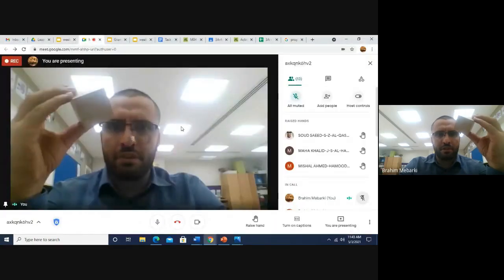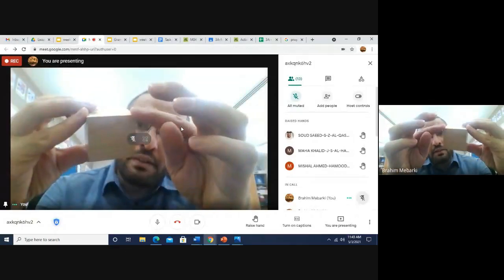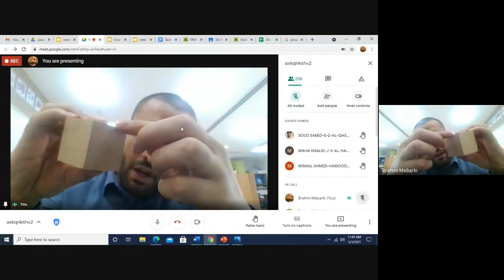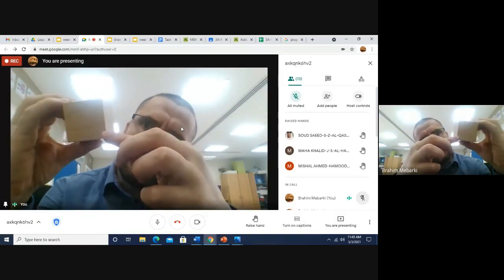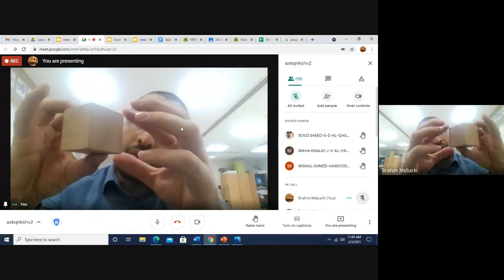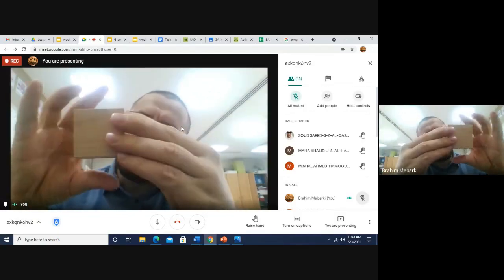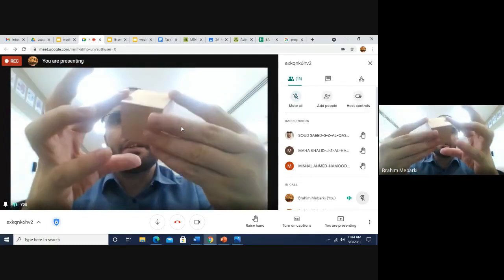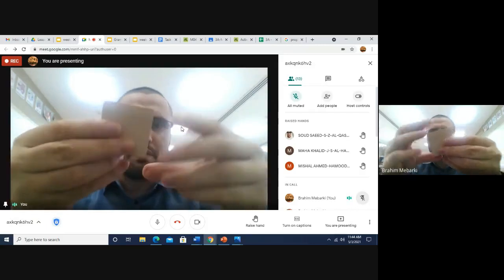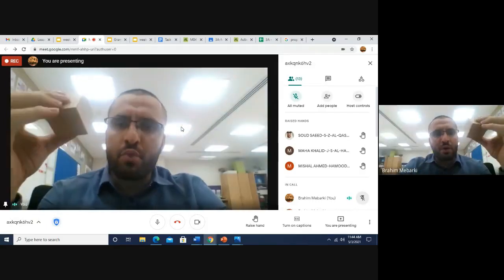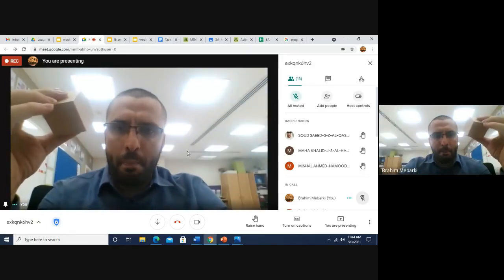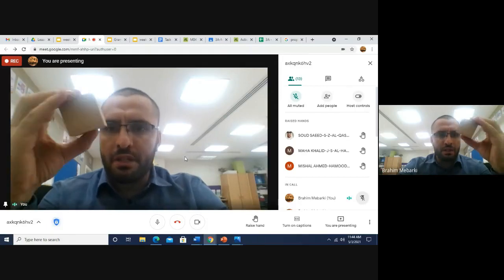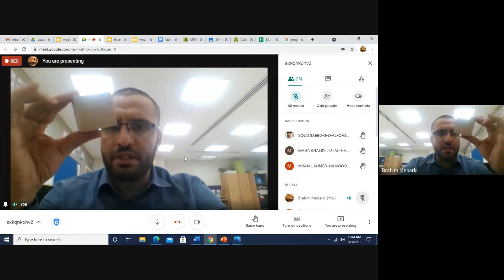Okay, let's count it together. 1, this one, 2, 3, 4. 4 on this side. 5, 6, 7, 8, 9, 10, 11, 12. So a cube has 12 edges. 6 faces, 12 edges.